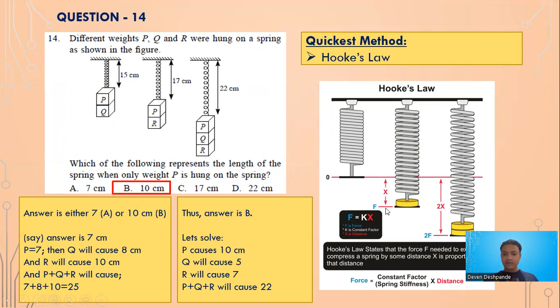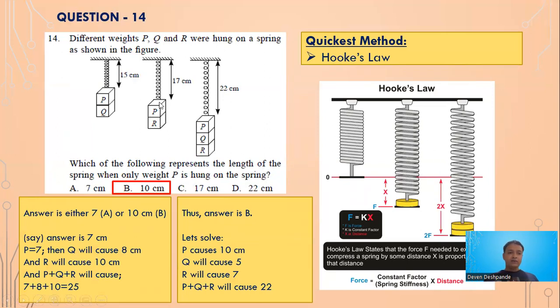It will be extended by the distance exerted by this force, which is mass into acceleration, the mass of this weight into acceleration. If the force is F, it will be X. If the force is 2F, it will be 2X. It is directly proportional, isn't it? If you hang 10 grams, it will be X. If you hang 20 grams, it will be 2X. Hooke's law is direct proportionality because of the spring stiffness. The factor remains constant, isn't it?